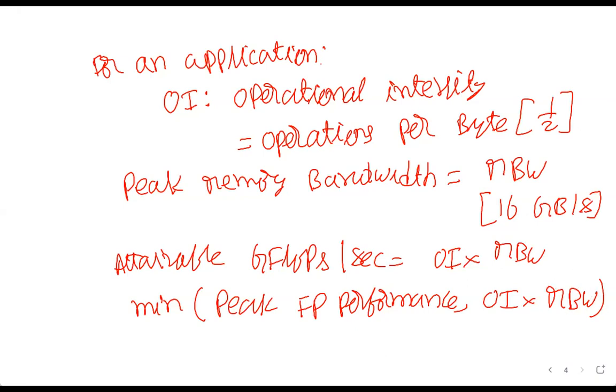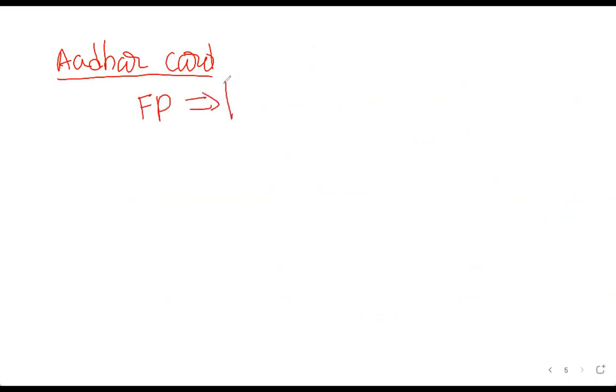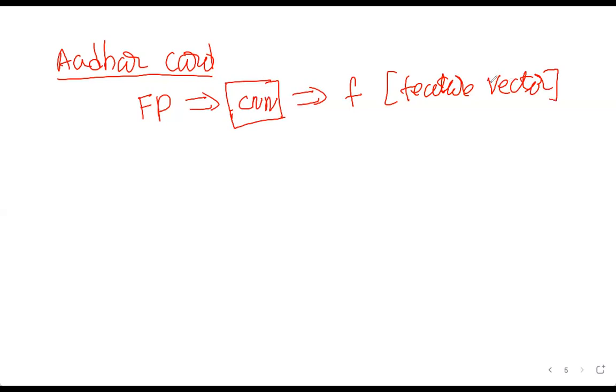Let's try to work this out through the problem that we introduced in the last class, the Aadhaar card problem. In the Aadhaar card problem, we take a fingerprint and pass it through a CNN, and we get a feature vector F. Your fingerprint is stored as a feature vector in the database.